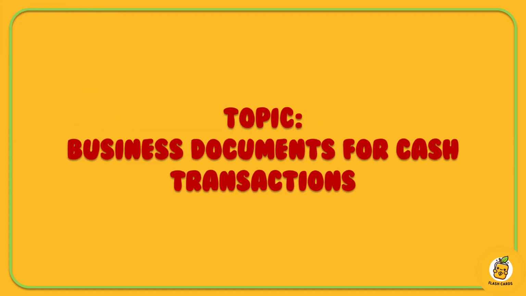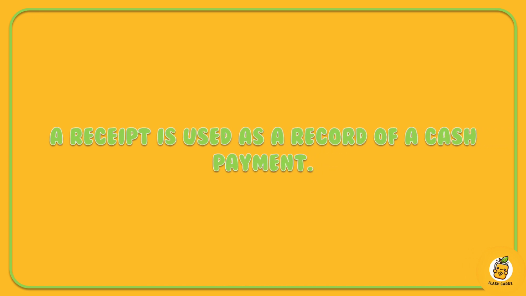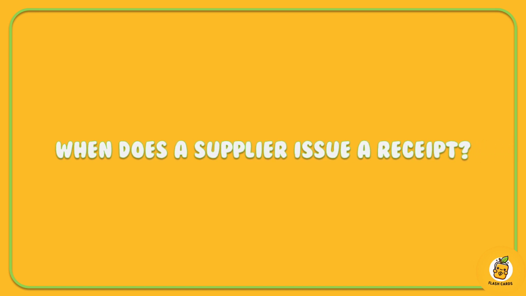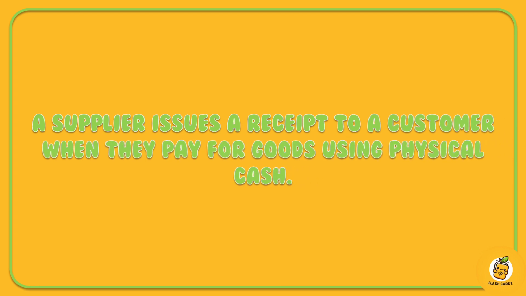Topic: Business documents for cash transactions. What is a receipt? A receipt is used as a record of a cash payment. When does a supplier issue a receipt? A supplier issues a receipt to a customer when they pay for goods using physical cash.